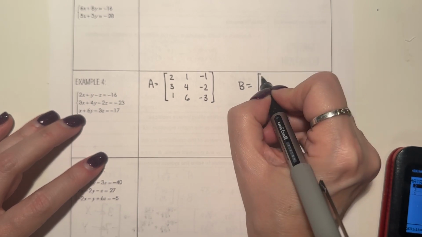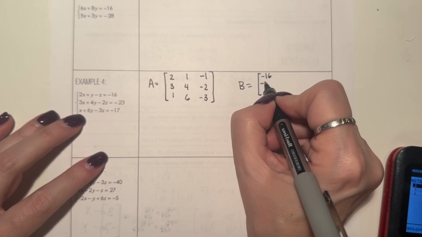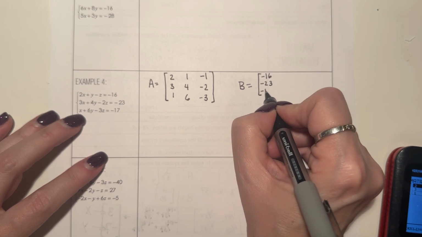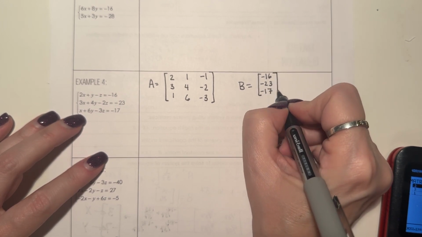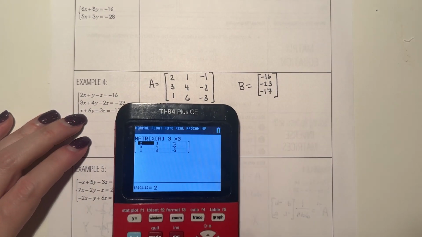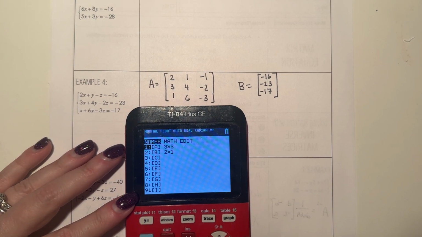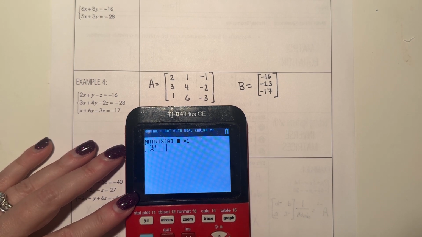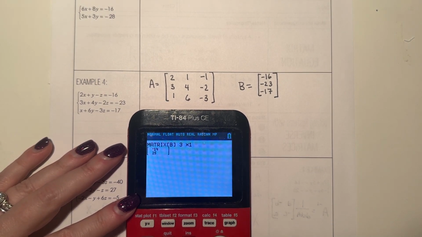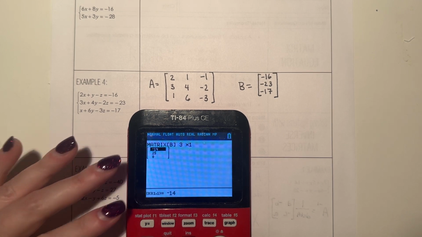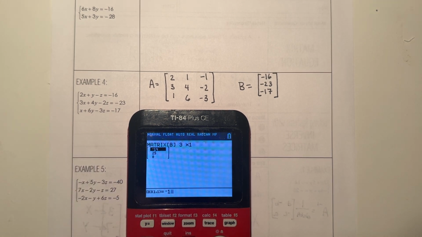And again, I encourage you to write down what you're about to put in your calculator. Okay. So again, I'm going to quit. I'm going to go back into the matrix menu. I'm going to go over to edit and I'm going to edit matrix B. This is a 3 by 1. Okay, -16, -23, and -17. And of course we have to quit.